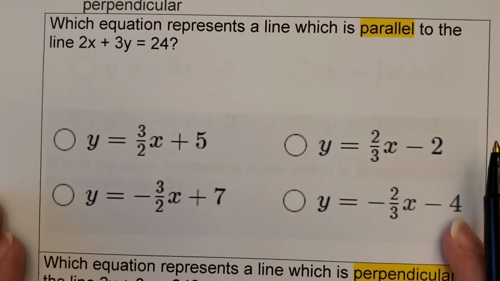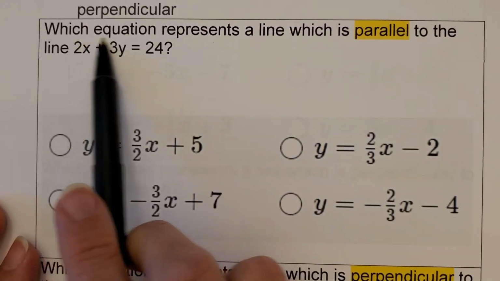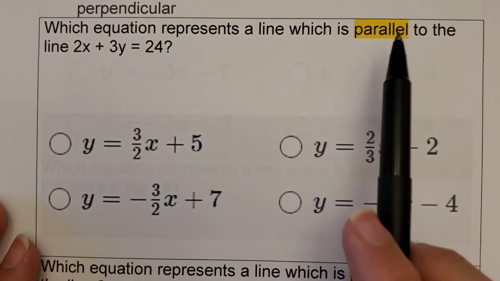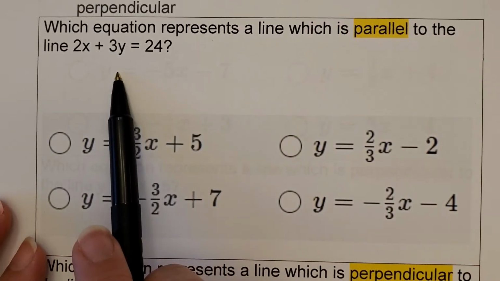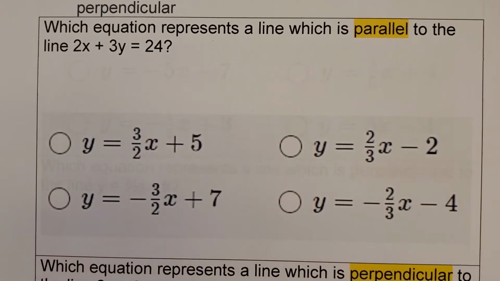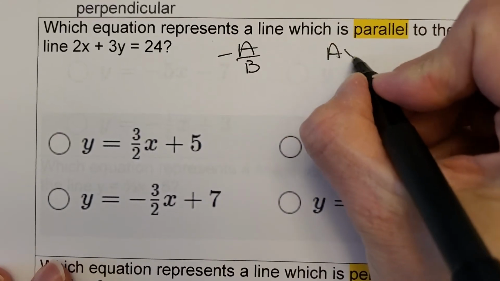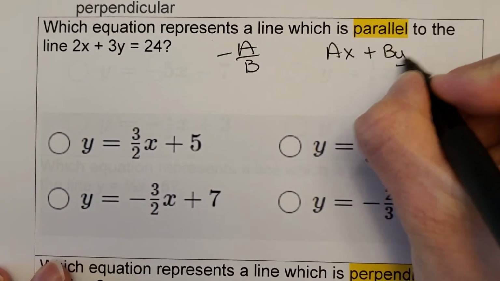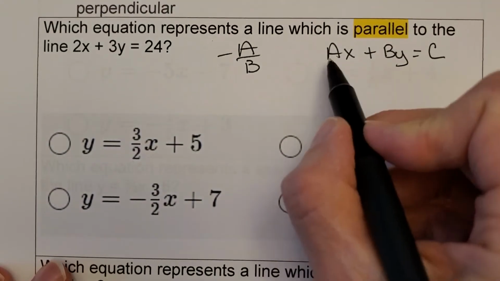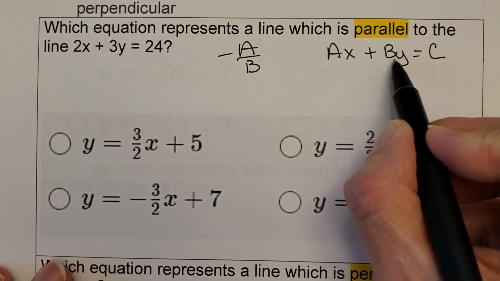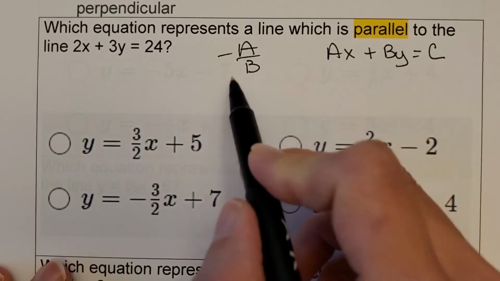So our first question today says, which equation represents a parallel line to this line? Well, if it's parallel, that means the slope has to be the same. Again, you have options there. I'm going to use the -a over b formula. Remember, you only use this formula when you have standard form. So the number in front of x is a, the number in front of y is b.